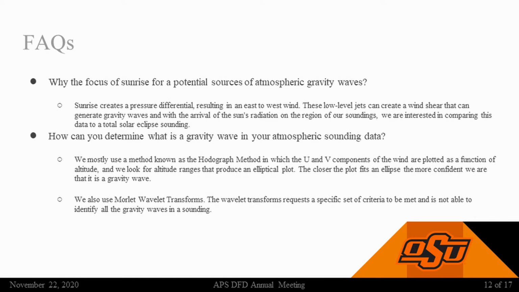How can you determine what is a gravity wave in your atmospheric sounding data? We use two methods. In a method known as the Hodograph Method, we use the U and V components of the wind that are plotted as a function of altitude, and we can look at the altitude ranges that produce an elliptical plot. The closer the plot fits an ellipse, the more confident we are that it is a gravity wave. The second method that we look at is the Morlet wavelet transform. The transform requires a specific set of criteria to be met and is not able to identify all the gravity waves in the soundings. The plots presented in this presentation were using the Hodograph method.